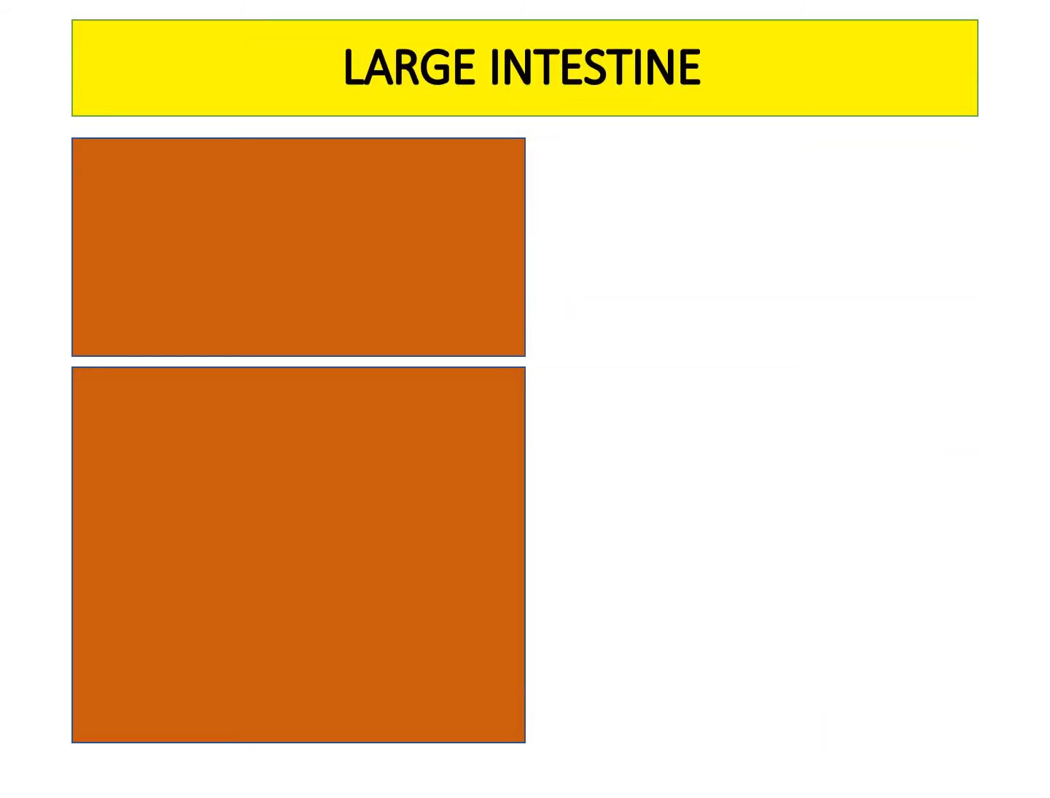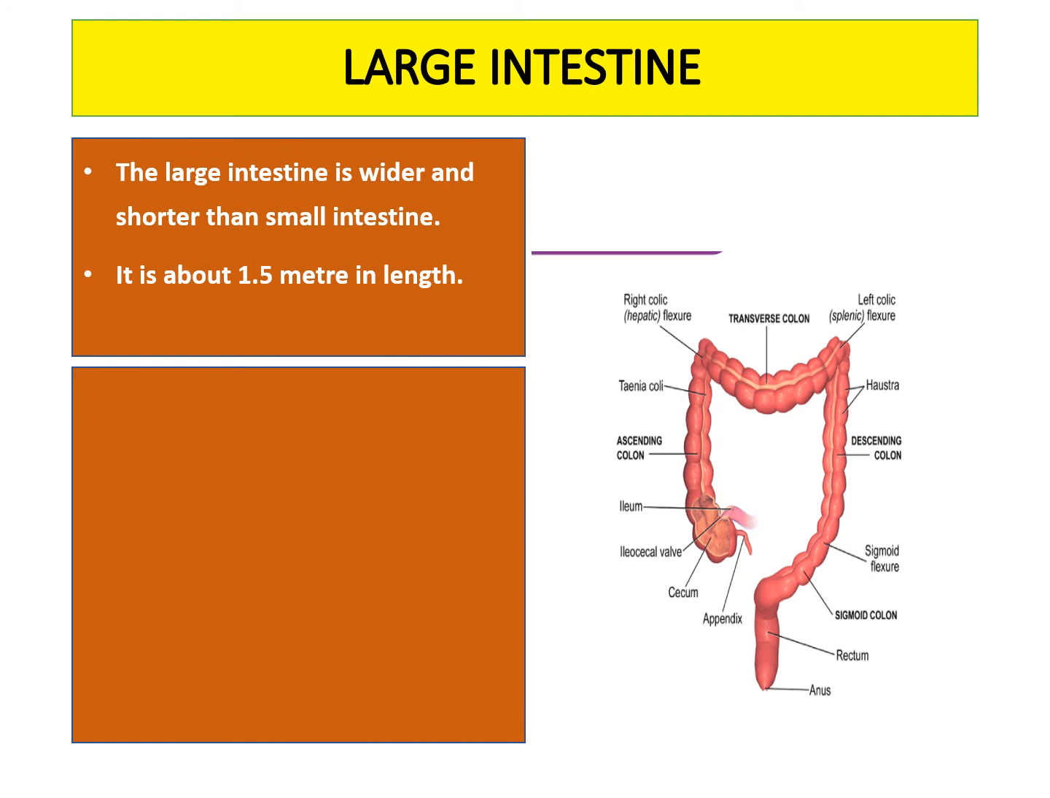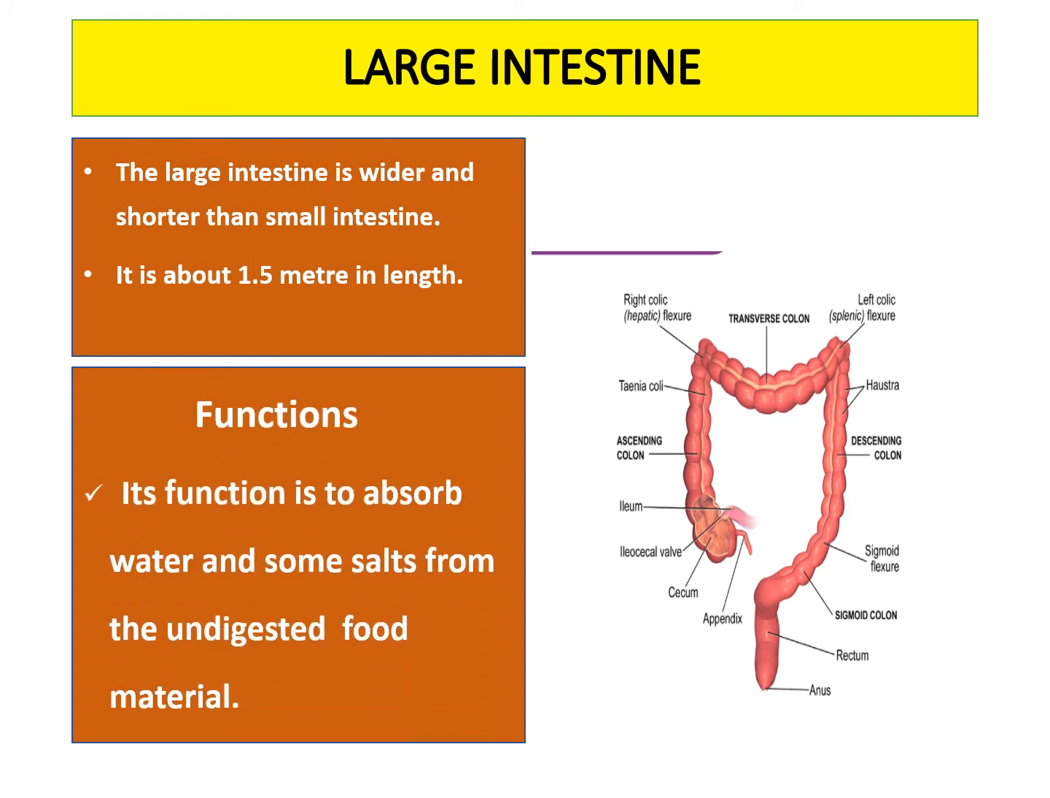Now the next component of the alimentary canal is the large intestine. The large intestine is wider and shorter than the small intestine. It is about 1.5 meters in length. Its main function is to absorb water and salts from the undigested food material. The food material undigested from the small intestine goes into the large intestine, right? And here the absorption of water and some salts occurs.